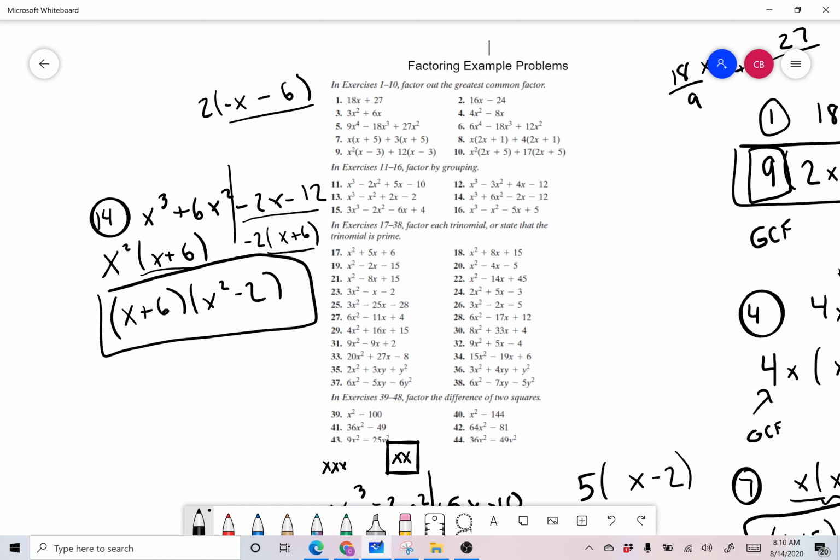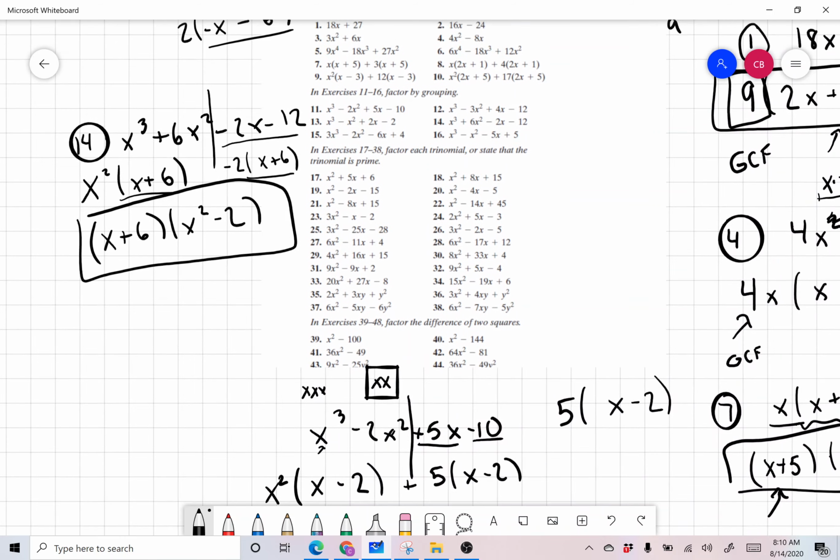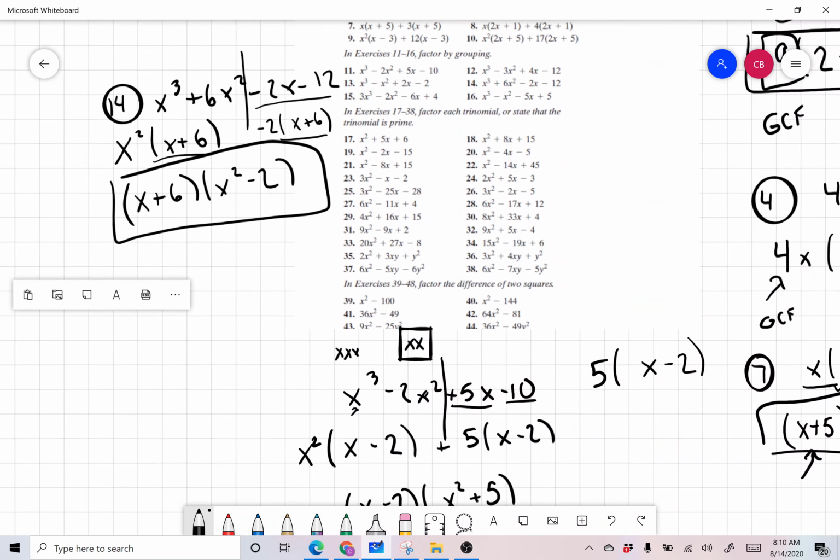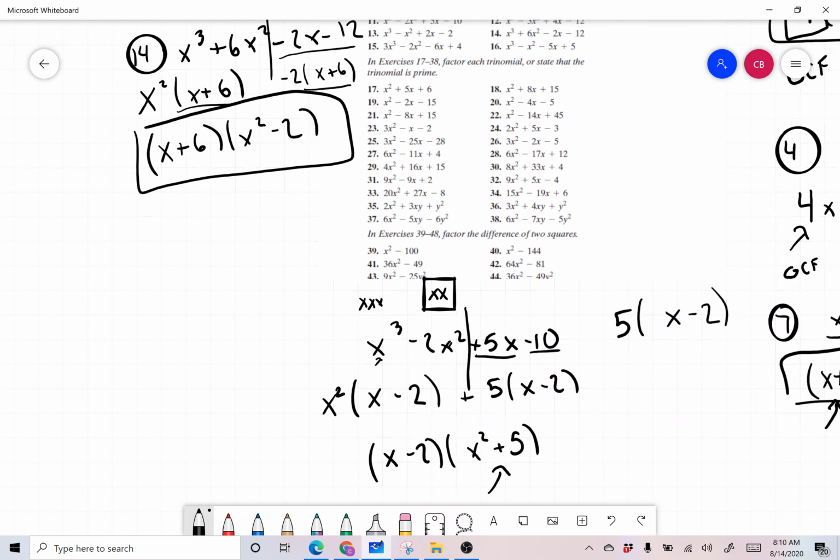This one actually does factor. It would give you a square root of 2 and square root of negative 2, but I'm not going to make you do that. Let's save that for pre-cal. And so that is the end of that.